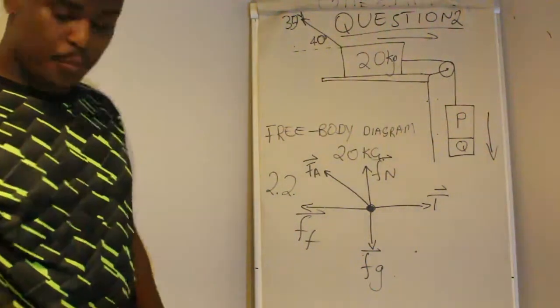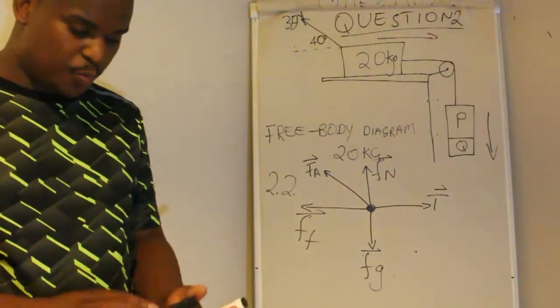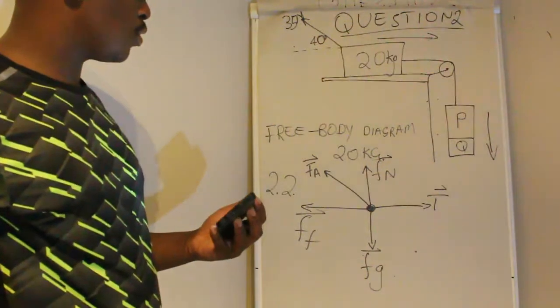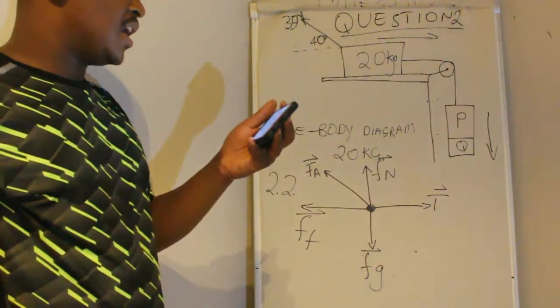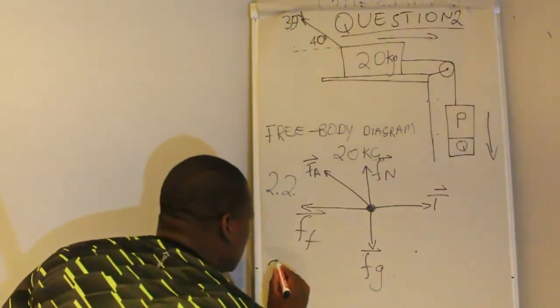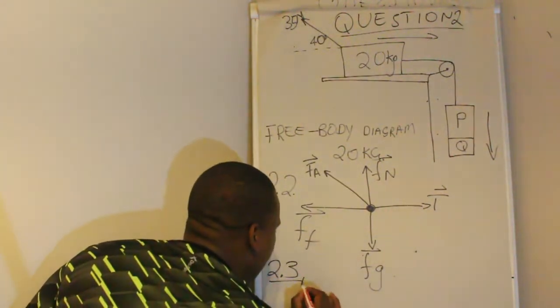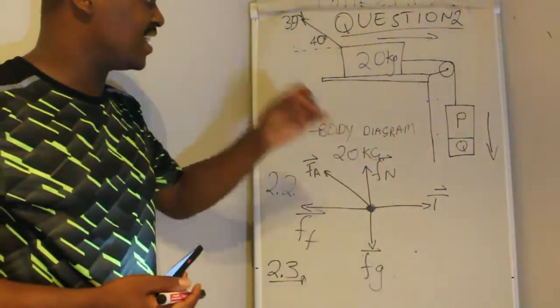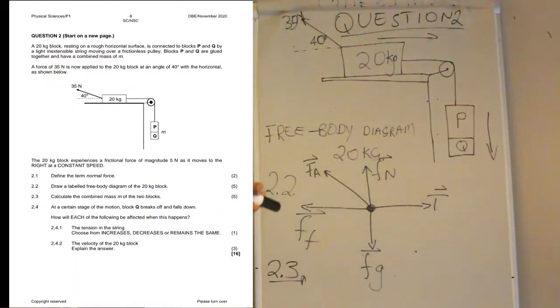Now, let's go to question 2.3. So, question 2.3, what they're asking you to do is calculate 2.3. I'm not going to continue on this slide, but I have information that I need from this diagram. That's why I'm not going to write anything here. I'm going to write it on the next page.